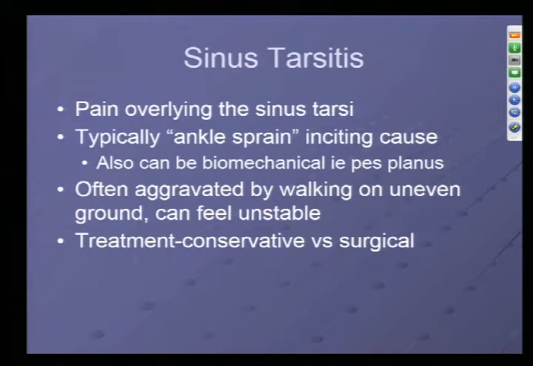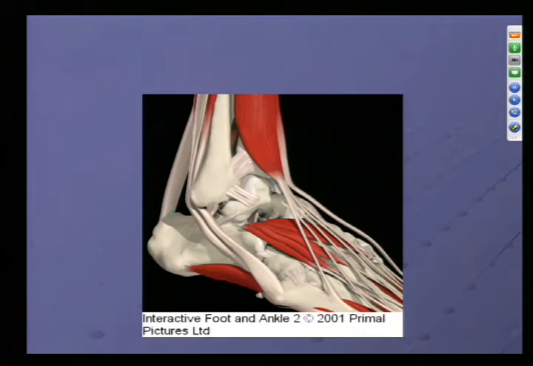Conservatively, there are things we do, often injections, orthotics, those types of things. Rarely are there surgical treatments for it, and we rarely have to do those, but they are out there. And then the pocket of area that you want to check for is this little area right here, the entry, or that sinus tarsi area.